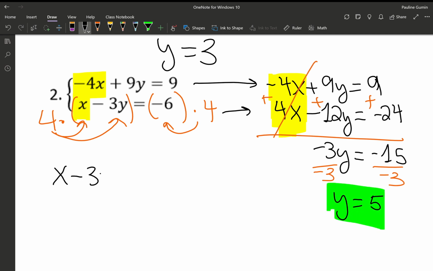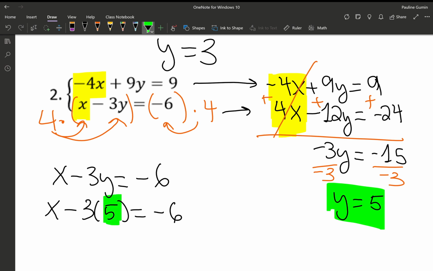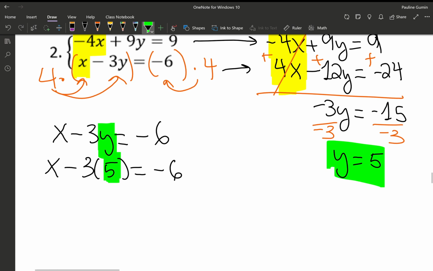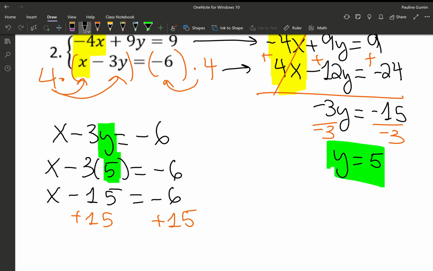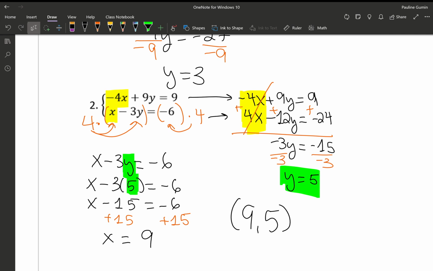I feel like using the second one. So I'm rewriting it and then plugging that y in. Okay, let's continue solving. X minus 15 equals negative 6. Add the 15 to both sides. And x equals 9. So our answer is 9, 5. Not too bad. Very similar to how we were doing it last week with the previous elimination, but we had that extra step of multiplying.